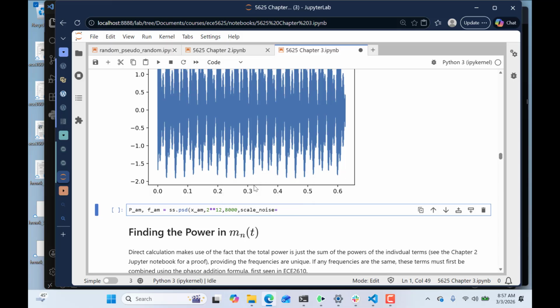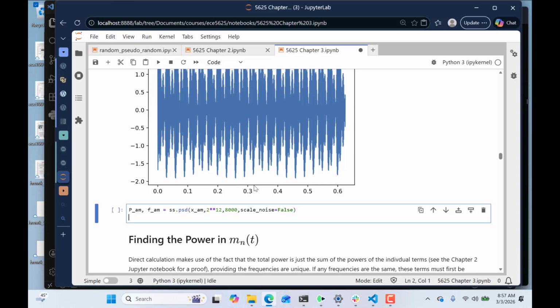But I'm going to set the scale factor, scale noise, I'm going to set it equal to false because then it's going to attempt to do a spectrum that has the true power of the sinusoids scaled properly. So I'm going to put F sub AM, and this is a power spectrum, so it's 10 log base 10. And it's a real quantity because it's a power spectral density. It's not a complex quantity.